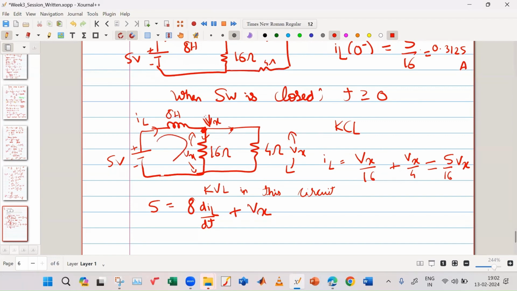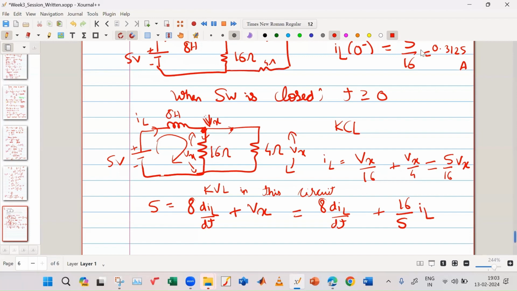I'm applying KVL over here. 5 volt minus 8 dIL by dt, plus the voltage drop across both the resistors. The voltage drop across both the resistors is the same, Vx, so I write it as Vx. Now Vx, I know, is 16 by 5 IL, since IL is 5 by 16 Vx. So instead of Vx, I replace it by 16 by 5 IL.